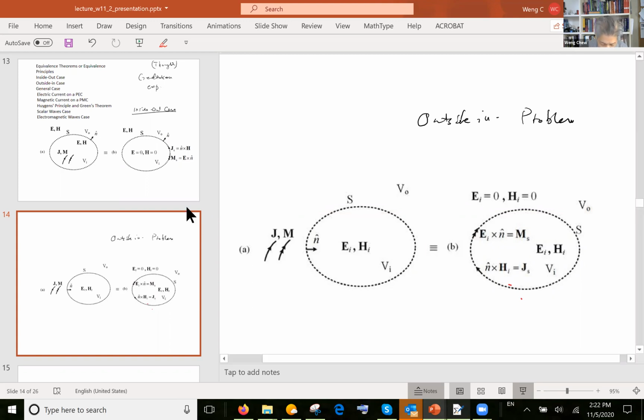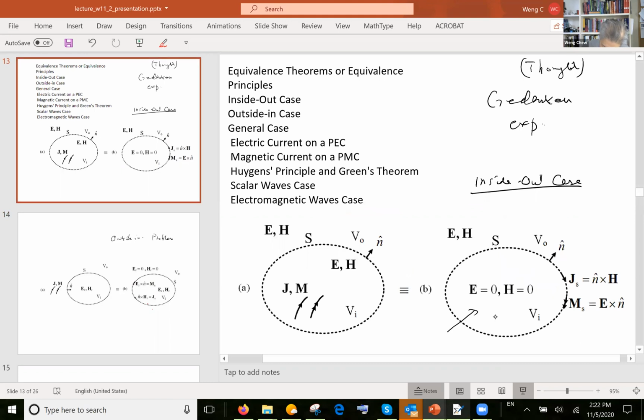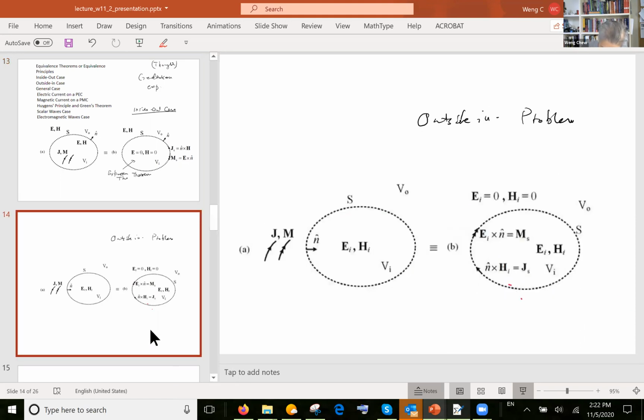The fact that I have 0 field outside is also called the extinction theorem. Okay, so any questions on this? The structure on the right-hand side must satisfy Maxwell's equations because it satisfies all the requisite boundary conditions. And because it satisfies all the requisite boundary conditions, by the uniqueness theorem, the fields inside must be the same as each other.